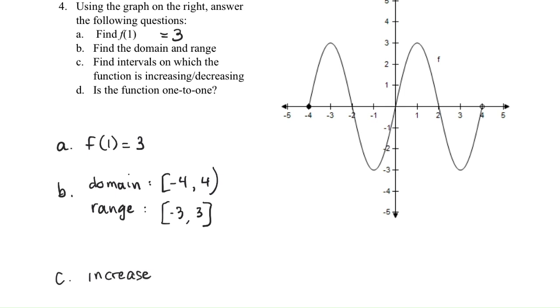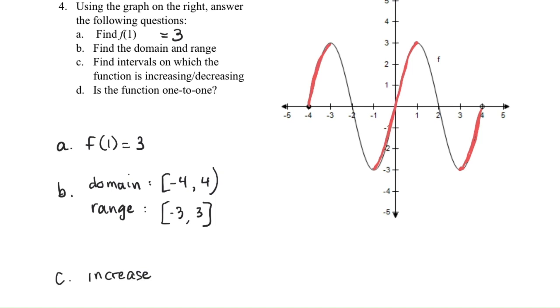Now, intervals of increase and decrease. Remember, we only use x values. We always read a graph going from left to right, and we consider what the y values are doing. This piece that I'm highlighting in red, the y values are increasing as we move from left to right. So that's increasing. Starting from here up to here, it's increasing, and from here to here. All of these values that I've highlighted in red are increasing parts of the graph.